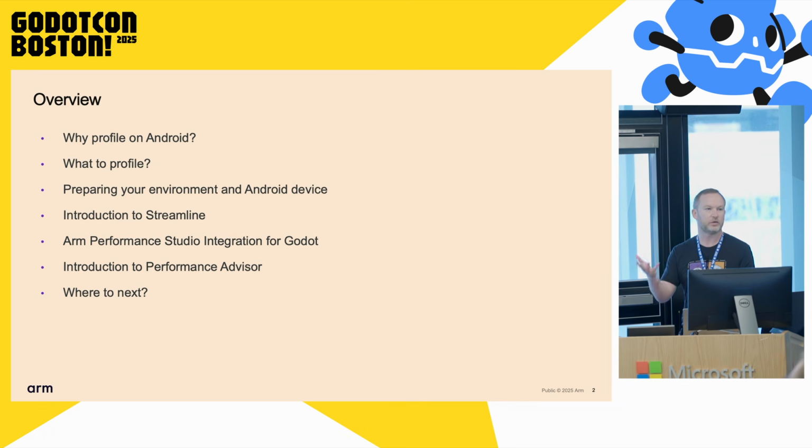Then we'll talk about two of our tools. Streamline is a trace-based profiler that can show you what's going on the CPU cores, on the GPU, and so on. Then we'll show how to bring in the extension into Godot so that you can add extra counters and things like that. Then we'll look at Performance Advisor, which is a very useful tool for getting an overall view of what's going on with your game or your application. And then we'll look at what to do next.